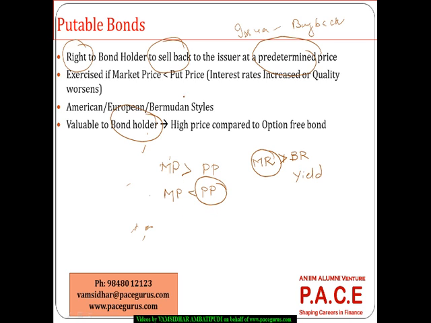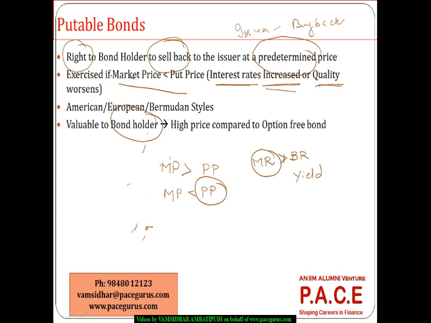So when the market price is lesser than the put price, or typically when the market rate is greater than the bond rate, what we could see is the put option will be exercised. So the interest rates are typically increased, let's say in general, or even the quality of the company has worsened, resulting in an increase in the interest rates. In any of these scenarios, the puttable bond can come into the picture.